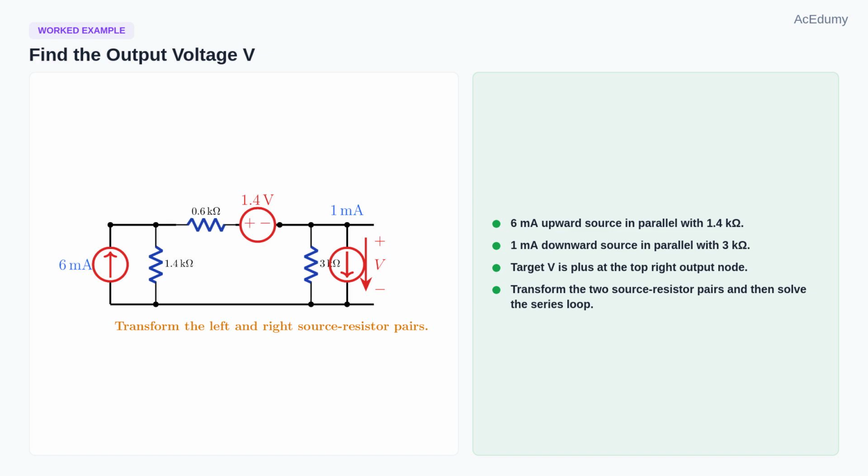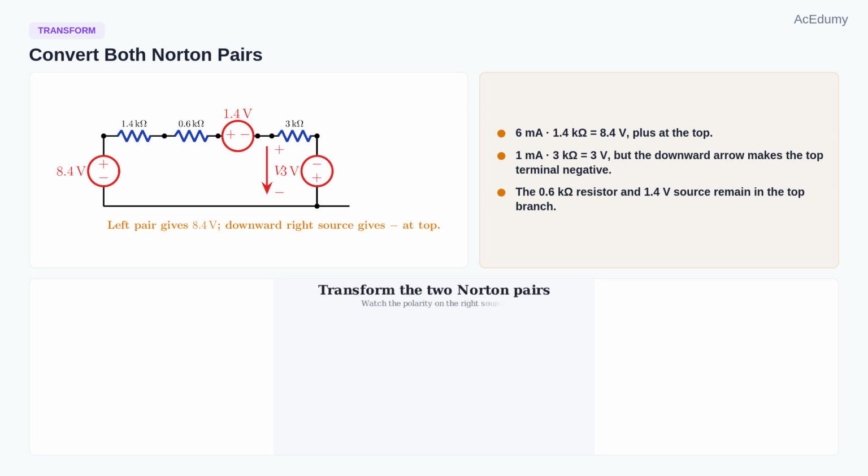Those two source resistor pairs can be transformed, while the 0.6 kOhm resistor and the 1.4 volt source stay in the top branch. Transform the left Norton pair first. 6 mA times 1.4 kOhms gives 8.4 volts, with the top terminal positive because the current source injects current upward into the top node. The parallel 1.4 kOhm resistor becomes a series 1.4 kOhm resistor.